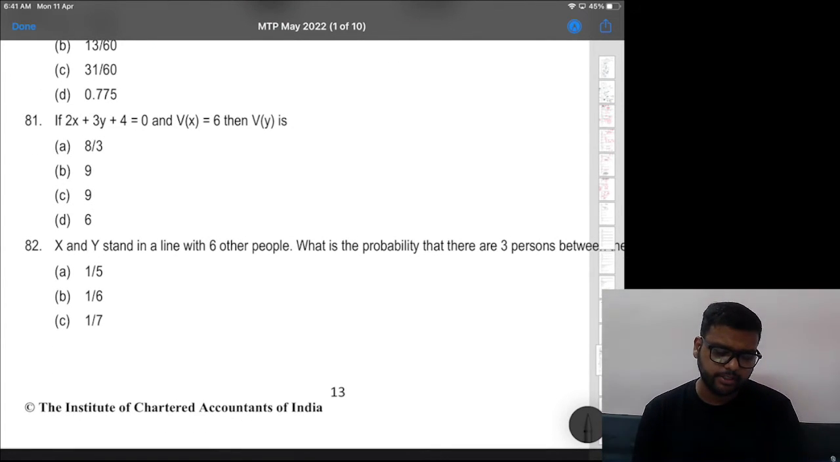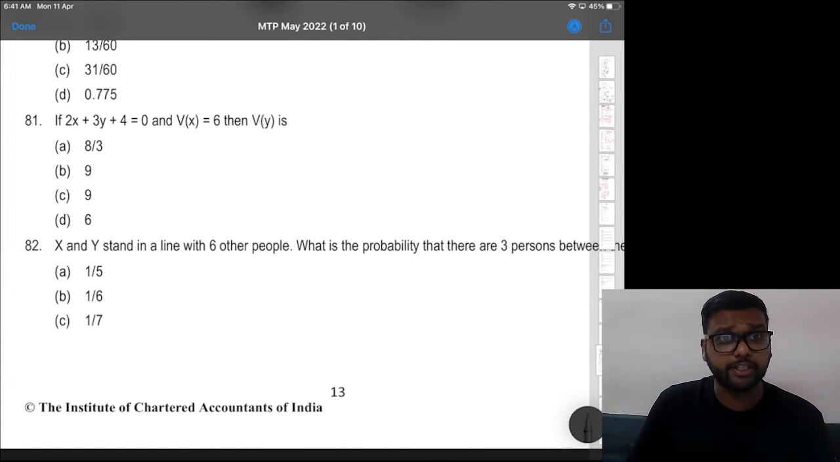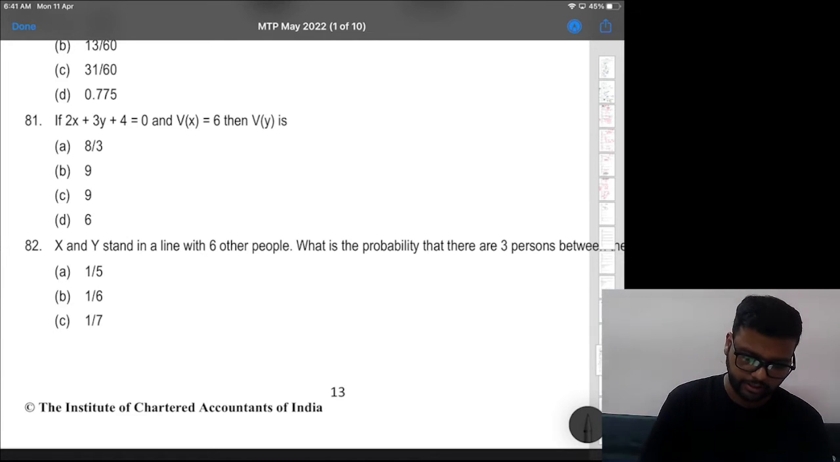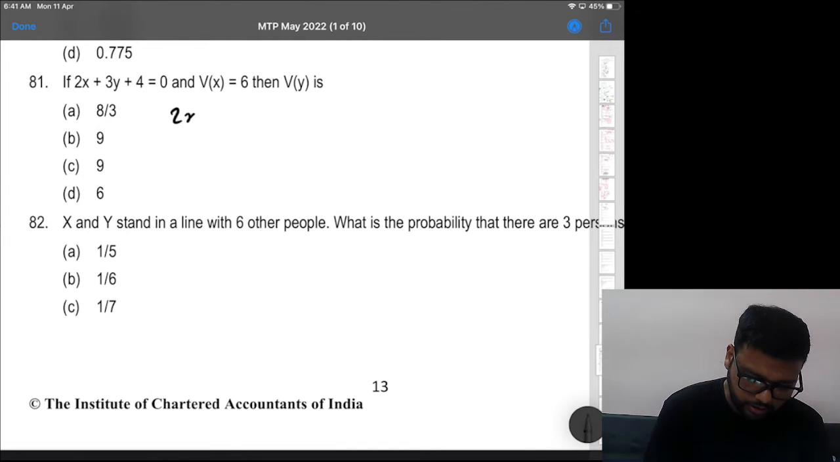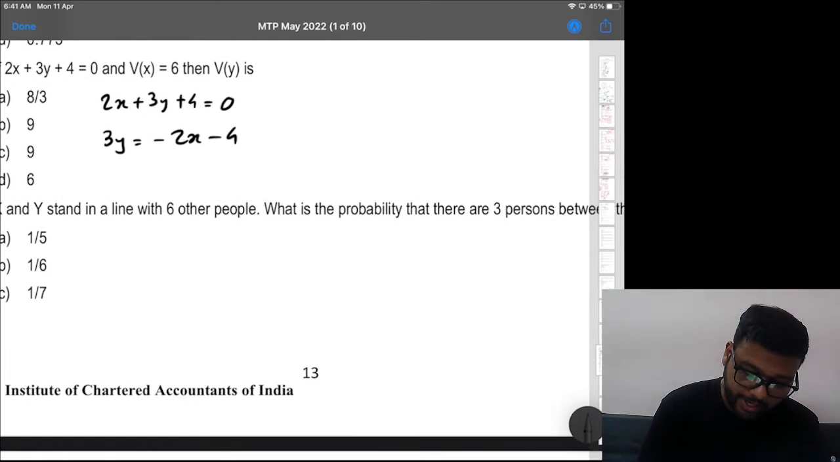81. If 2x plus 3y plus 4 is 0 and variance of x is 6, then what is variance of y? We know that variance is affected by change of scale, not change of origin. So let's rearrange this first. 2x plus 3y plus 4 is equal to 0. That means 3y is equal to minus 2x minus 4. That means y is equal to minus 2 by 3 x minus 4 by 3.